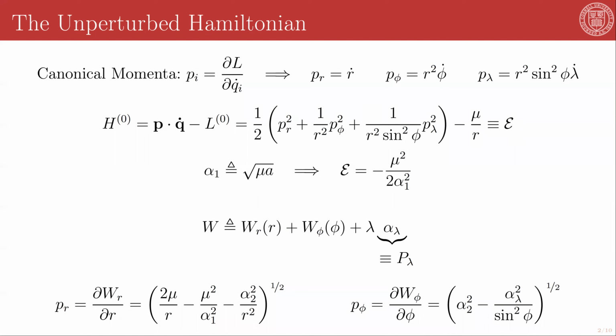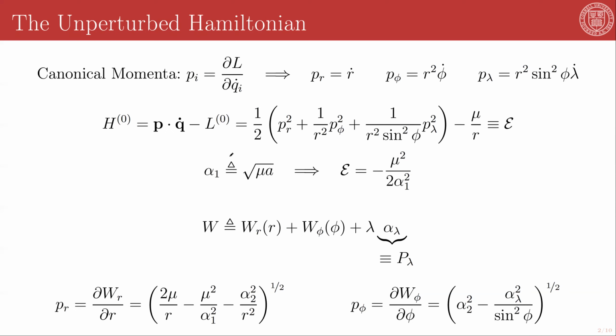We can now proceed to find the generating function for the Hamilton-Jacobi equation, much as we did in the planar case. Remember, our approach is to find Hamilton's principal function, which is the solution to the Hamilton-Jacobi equation, and we do so by defining Hamilton's characteristic function, which is the generating function for these equations.